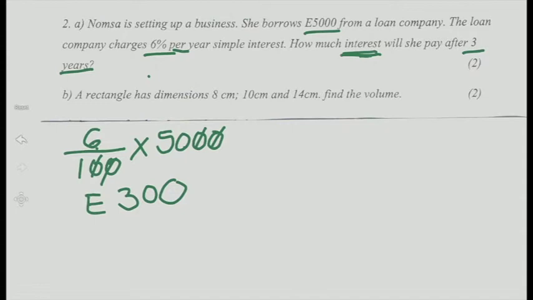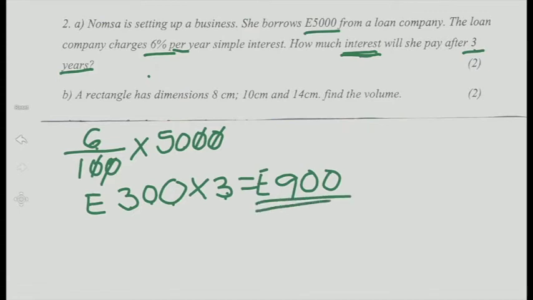Remember that we have now calculated the interest per year. So after 3 years, we have to multiply this 300 by 3. 3 times 0, we have a 0. We have a 0. We have 9. So the interest that she will pay after 3 years is 900 emalangeni.